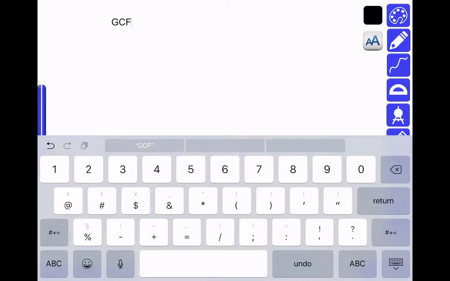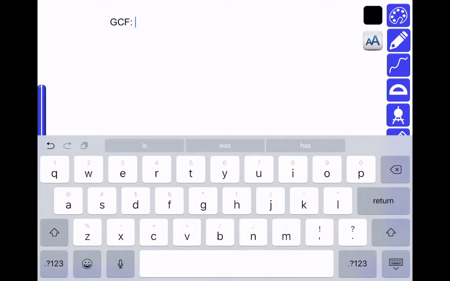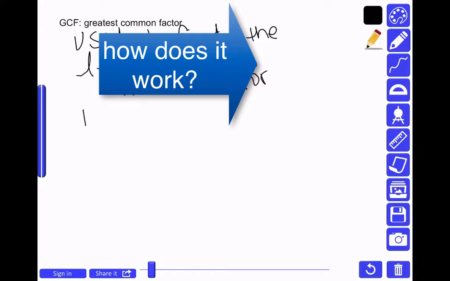All right, so we're going to take a look at a few different parts of fractions and things you need to know in order to deal with fractions. The first thing is the greatest common factor. Okay, so how does the greatest common factor work?